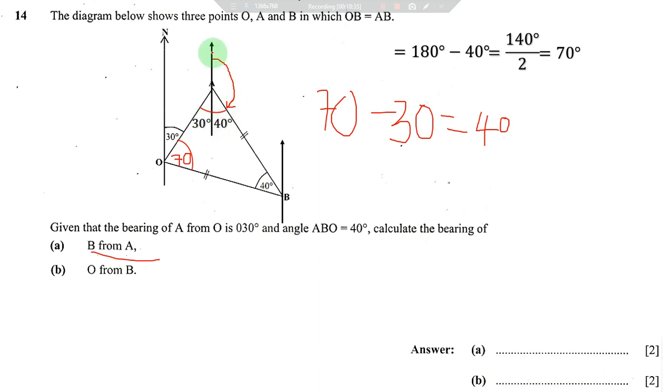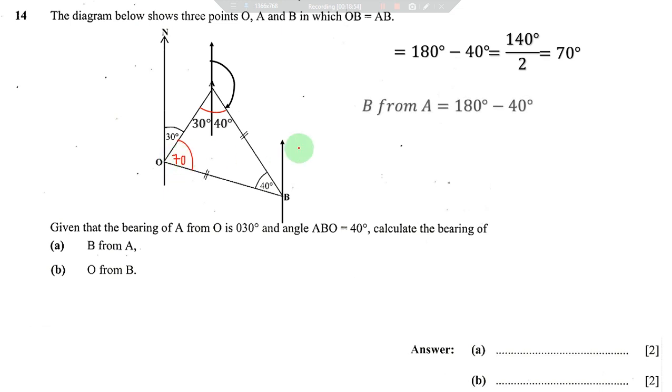Now we can find this angle here, because this is a straight line, and angles in a straight line add up to 180. So we'll just subtract the 40 from 180. Whatever will remain, 140, is the angle that we are looking for, this angle here. So the bearing of B from A is 140 degrees.